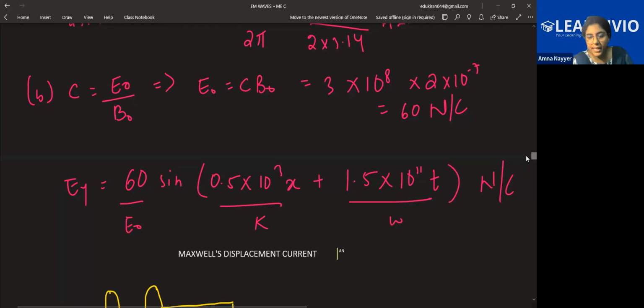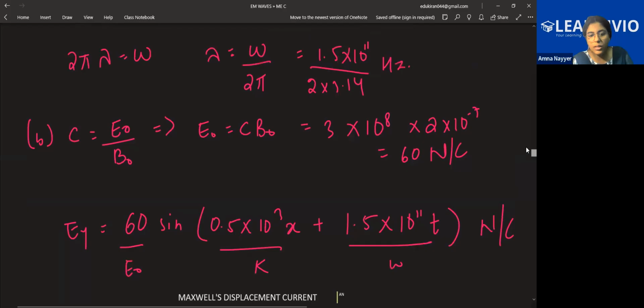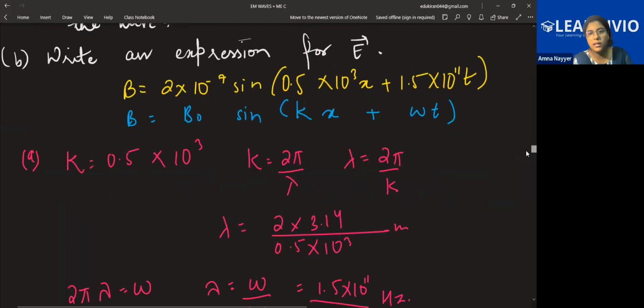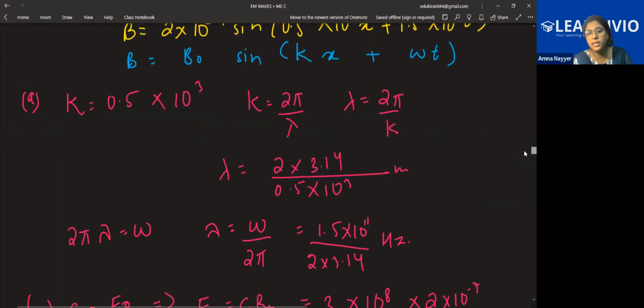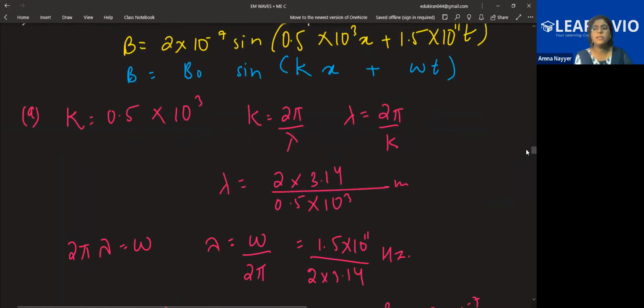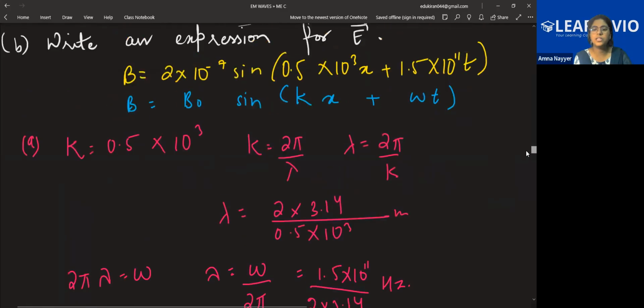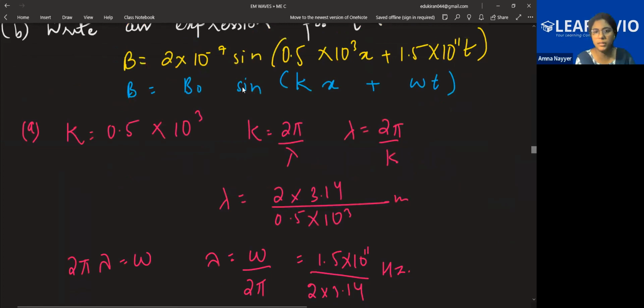All right, write down this, then we'll start with Maxwell's displacement current. The displacement current equation is important, and that will complete a major portion of this chapter. Please write this.